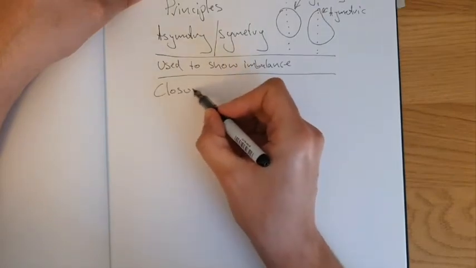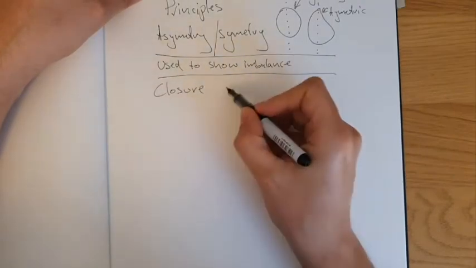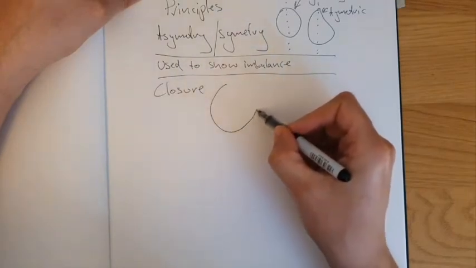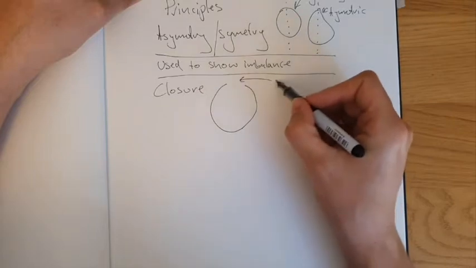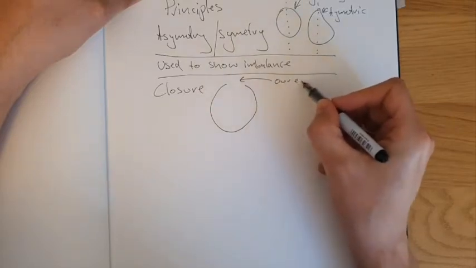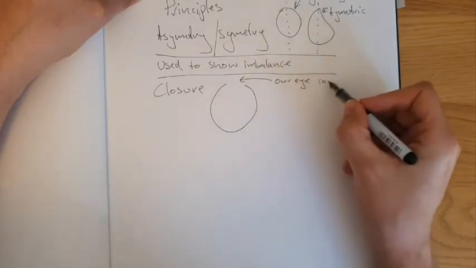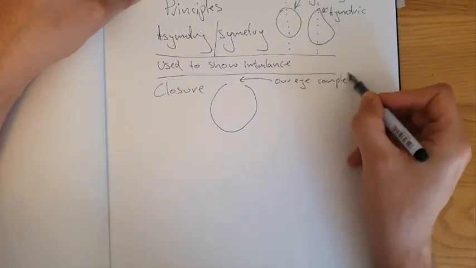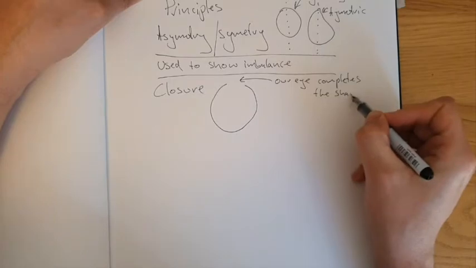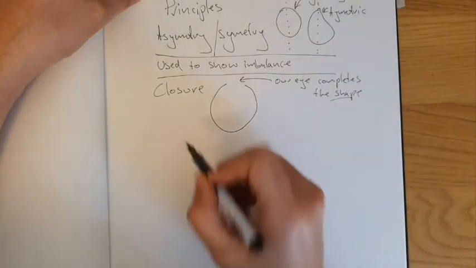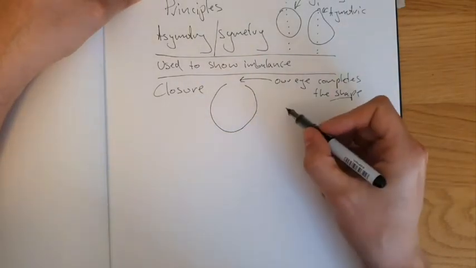Okay, now this one's a little bit trickier. So closure relies on tricking the human eye. So you can see we're drawing this shape here. Now our eye will complete the shape. It will continue the line to complete the shape to make a circle. Now this is what's known as closure.